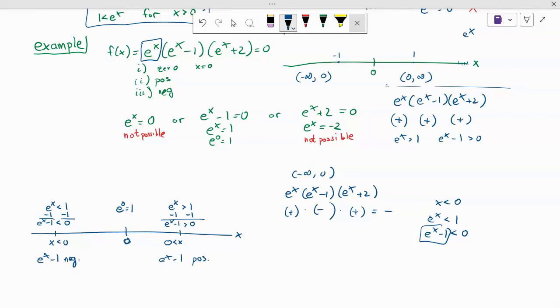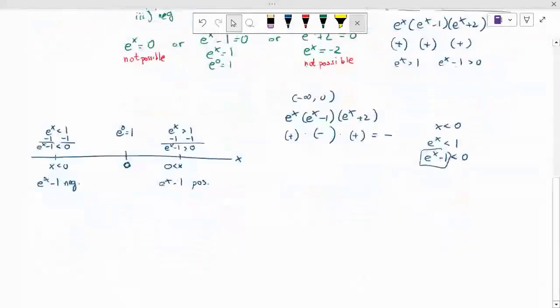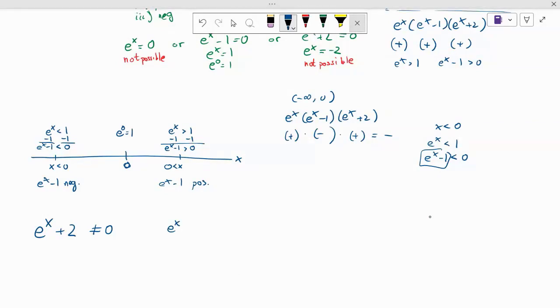Also had a question that says, why is e to the x plus 2 positive if it's not possible? We didn't say that it's not possible. We said that e to the x plus 2 cannot equal 0, because e to the x is already greater than 0. So if you add 2 to both sides, you see that e to the x plus 2 is greater than 2. So it has to be positive. It's just that it can't equal 0.